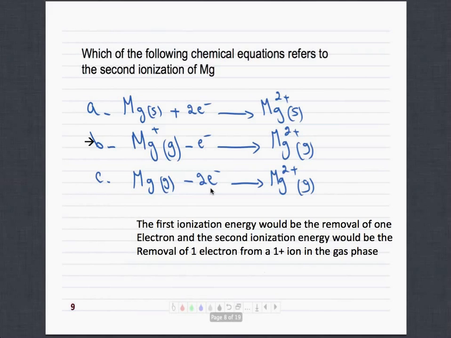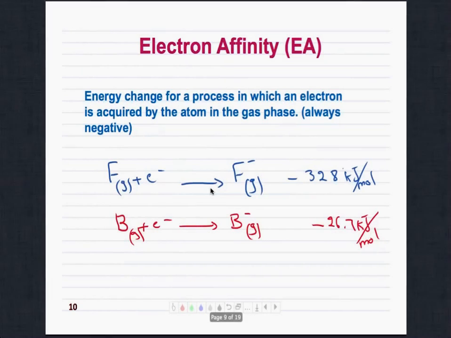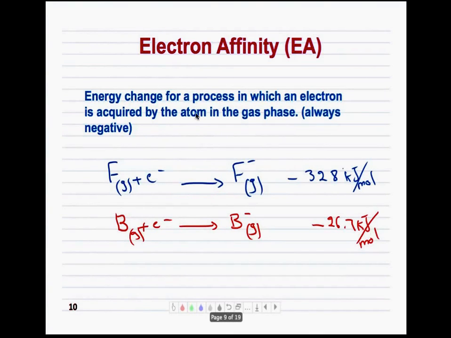Now, what we're going to talk about is another property. We talked about ionization energy. Now we're going to talk about electron affinity. Electron affinity, by definition, is the energy change for a process in which an electron is acquired by an atom in the gas phase. In other words, when the atom gains an electron, how much energy is released. Because this process is exothermic, the electron affinity is always going to be negative. That means exothermic.